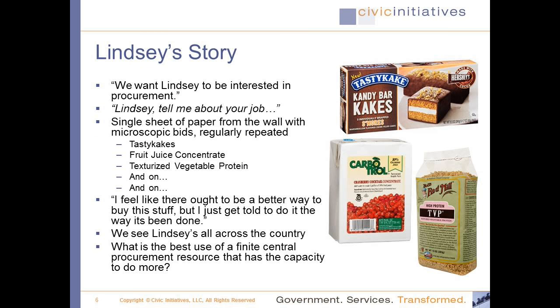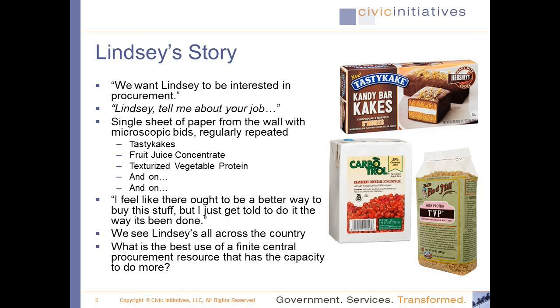So I'll tell you somebody I definitely do remember, and that's Lindsay in Philadelphia. When we were doing an assessment in Philadelphia, out of the execs, I had at least 3 of them tell me, Lindsay is the kind of person we want to be in procurement. We want her to be interested in what this job is, right? We want her to be here. In separate interviews, it's like, that's who you should talk to.